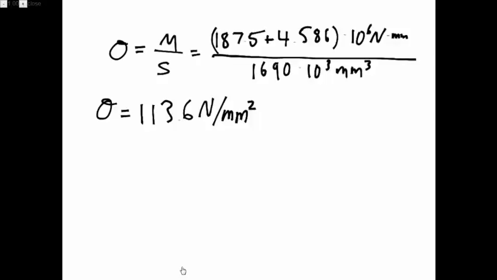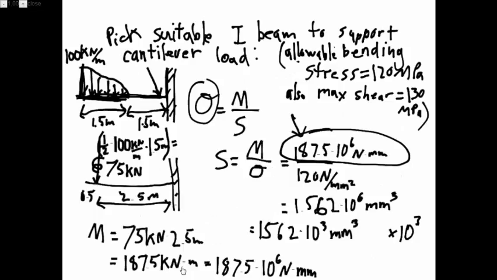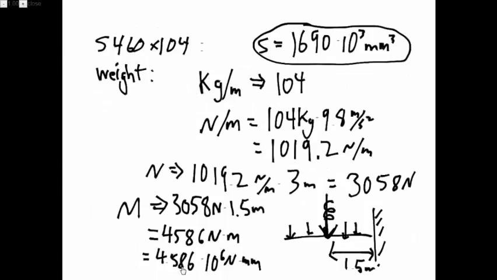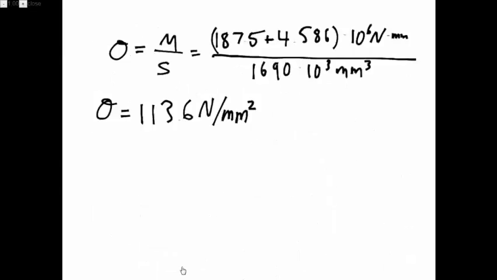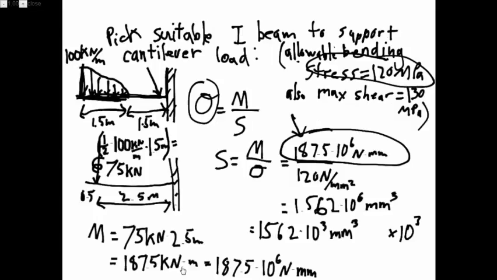Is this more or less than the allowable? I don't remember. Let's check. The allowable is 120 megapascal. We have 113.6 newtons per millimeter squared, but remember, a newton per millimeter squared is also a megapascal. So we're coming in under the allowable stress, which is great. So even with the weight of the beam, we are in the clear.